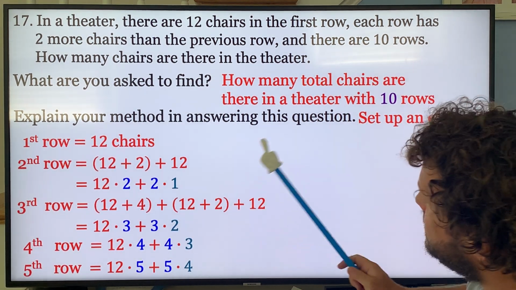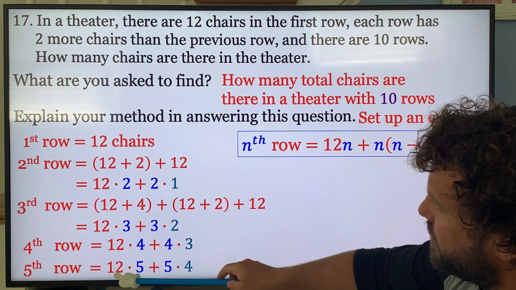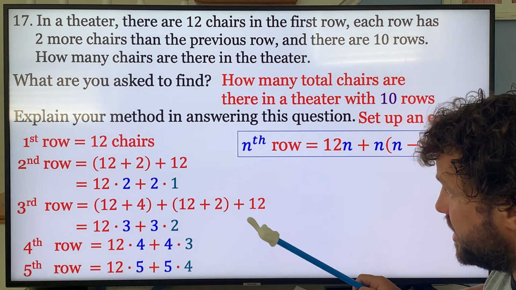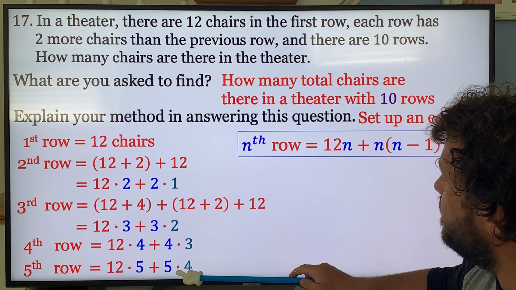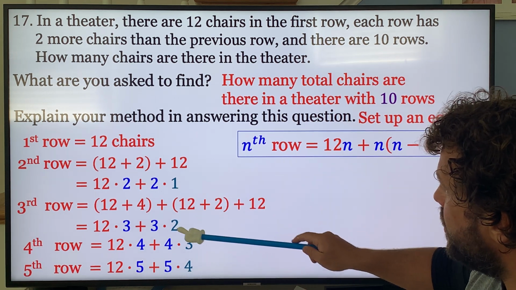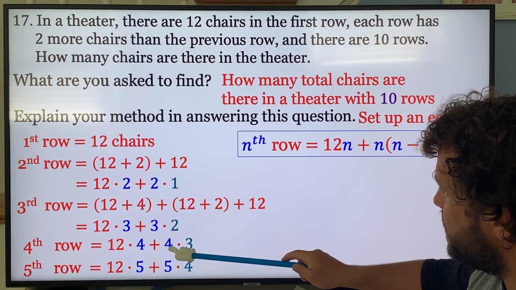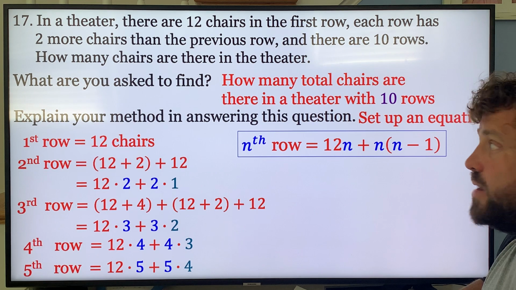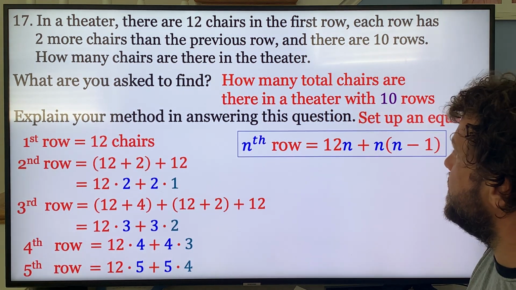So my pattern is going to be 12 times n, because each row has 12 seats, and the way I keep on increasing by 2 each time is I take whatever n is and multiply it by n minus 1: 3 minus 1, 4 minus 1, 5 minus 1, n minus 1. So I just create an equation. Now I can find out if there's 1,000 rows, plug 1,000 in there, figure it out.